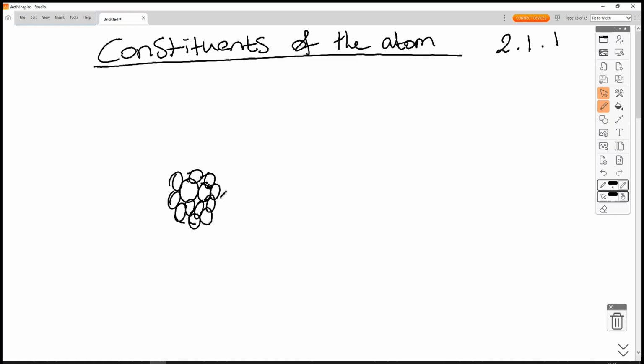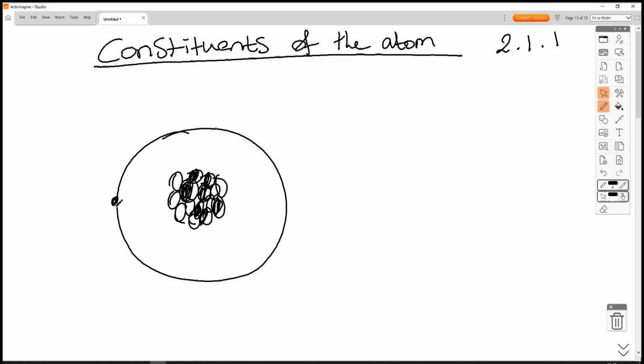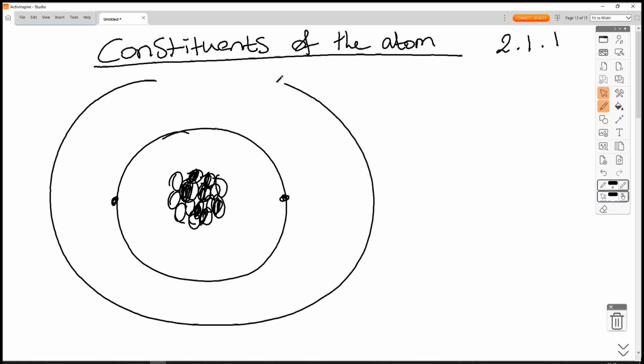So we'll draw an arbitrary nucleus. We will shade in some of those particles to visually show that some of them are protons, some of them are neutrons. And then we'll just draw the first two energy levels and do an arbitrary number of electrons. In this case, I'm doing 6.